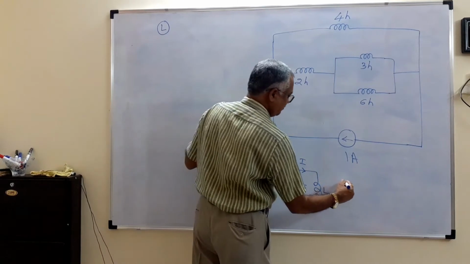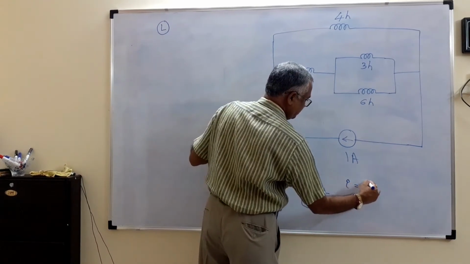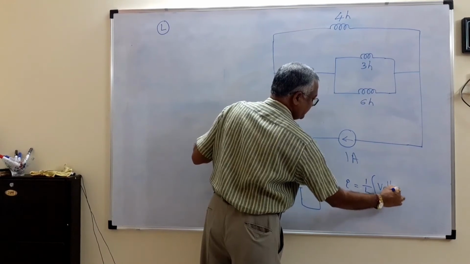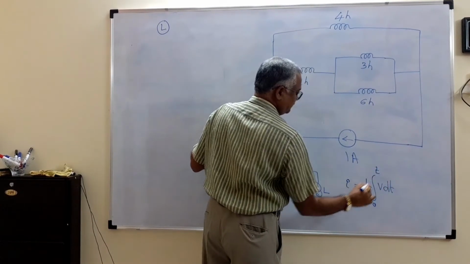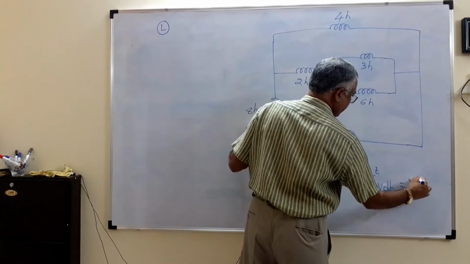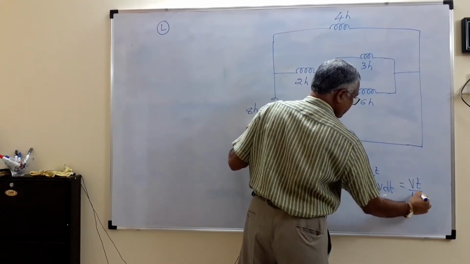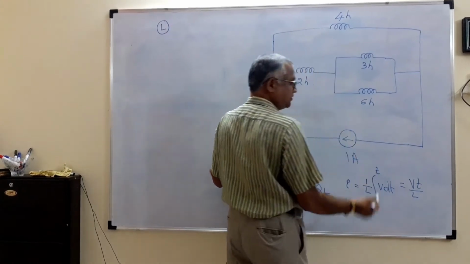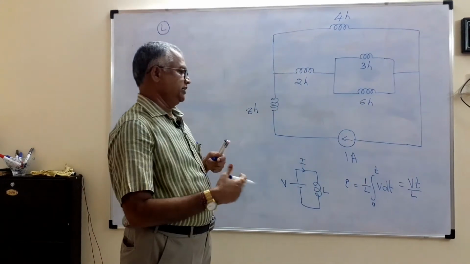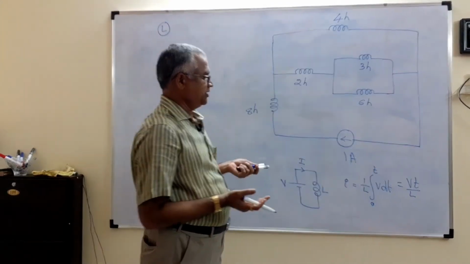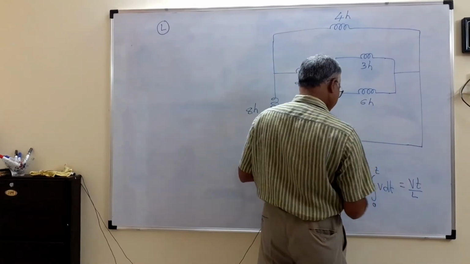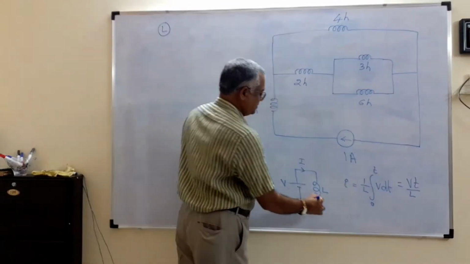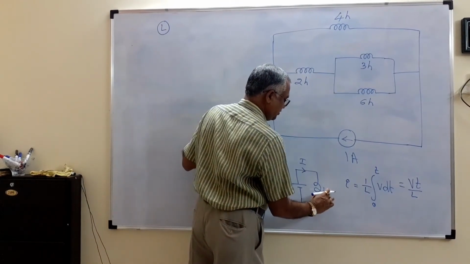What is the current formula? Current equals 1 by L integral V dt, from 0 to t. You get Vt by L. So V is constant with time and current is increasing. As time increases, current increases, and at t equal to infinity, what is the value of current? It is infinite.